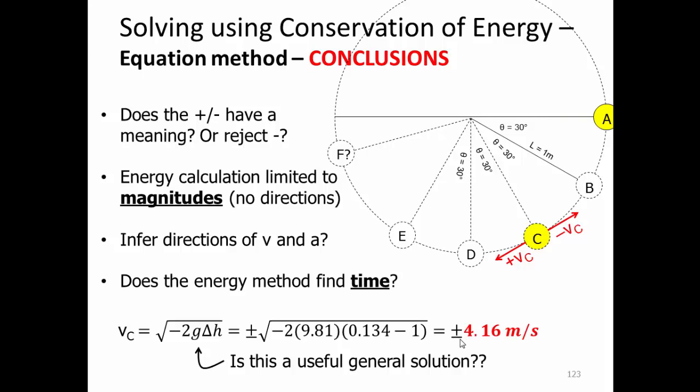Now, does the energy method find time is the other question you could ask yourself. And you'll notice that energy equations don't have any time components in them. So one of the restrictions of energy equations is we have no idea what the timing of these things are. So even though we know what the speed is at point D, we have no idea of how long it took to get there. And we have to use some other methods to find that. And we'll find that we have methods to do that later on.